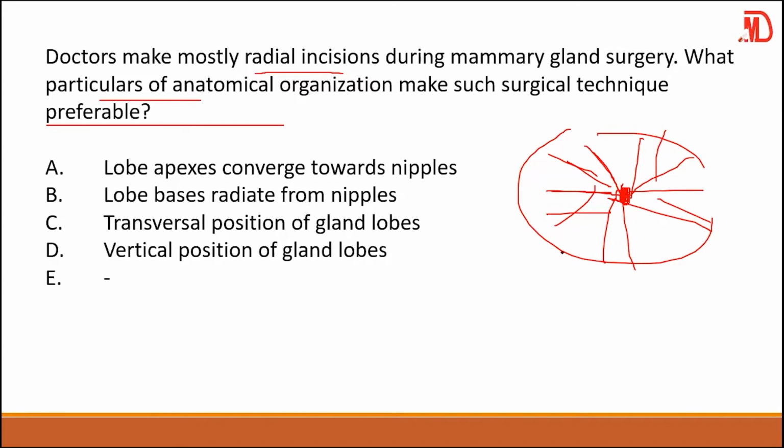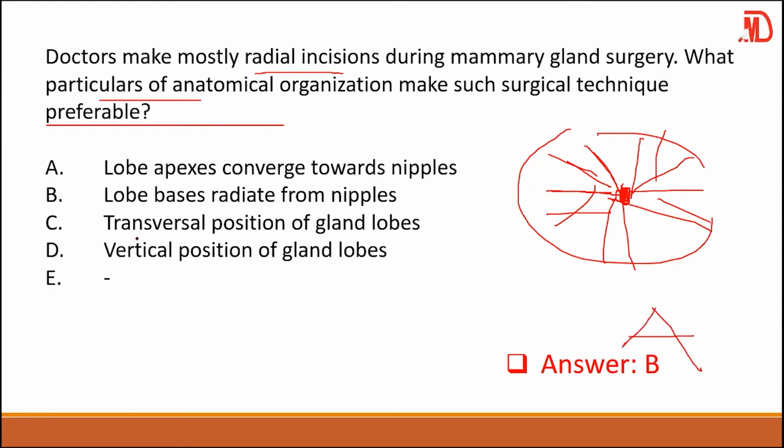So that's why we use it, because the ducts are also more radial. That's why we have to use radial incision, and it helps a lot. So over here we're going with A. It should be A, not B. The answer is A, not B.